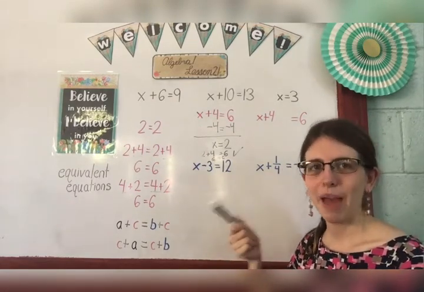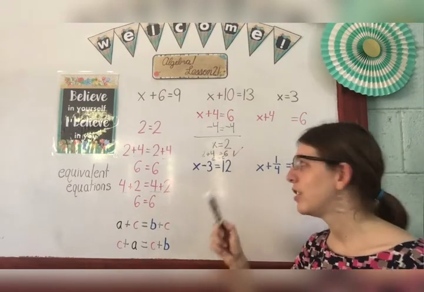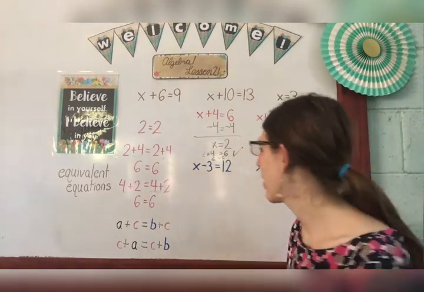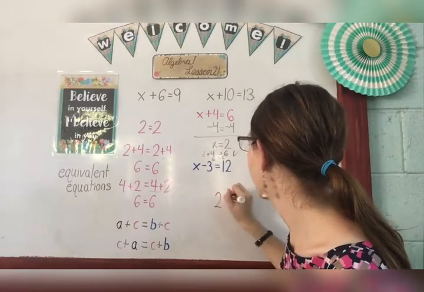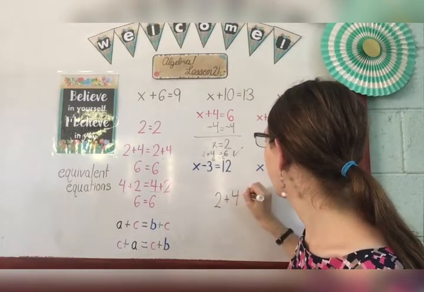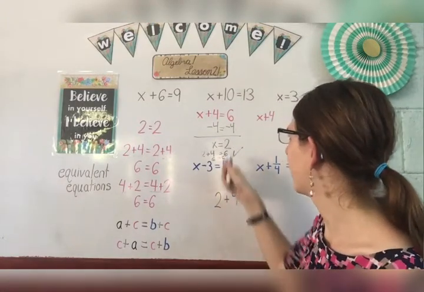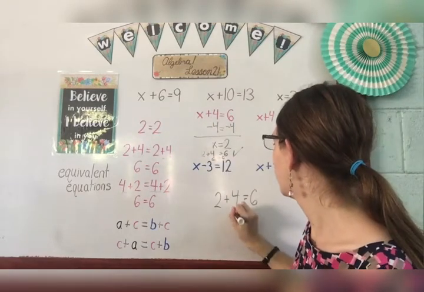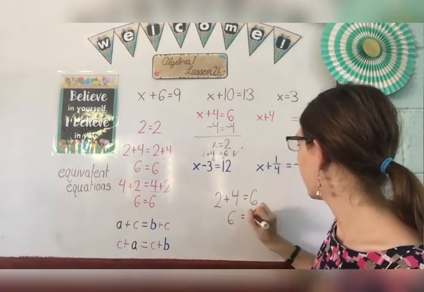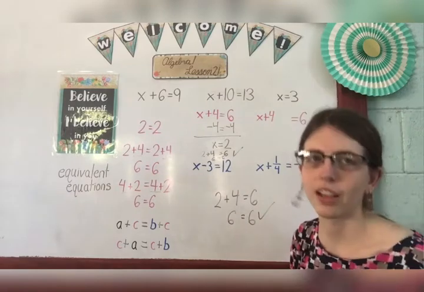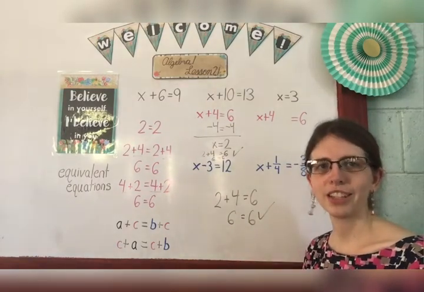Okay, on your math problems, this is something you need to do, the checking part, okay? Let me write it down here bigger just to remind you what it looks like. 2 plus 4 equals 6. I put the 2 back in place of x. 2 plus 4 is 6 equals 6. It checks, okay? That's what your check needs to look like.